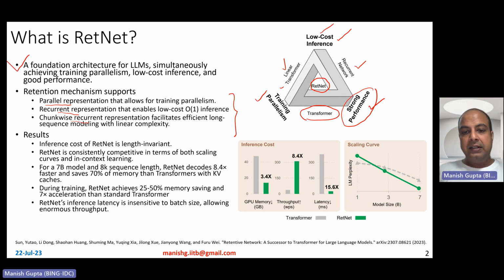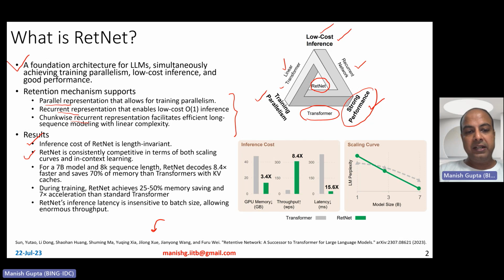Okay. Now, what has been shown in this paper? Well, people have shown that the inference cost of RetNet is length invariant. Now, what can be better than this, right? When using transformers, people are always worried about large length input sequences. If you give them, then because of the quadratic complexity of transformers, that just doesn't work. However, RetNet helps you deal with it by coming up with a model that is length invariant. RetNet is consistently competitive in both scaling curves as well as in context learning.